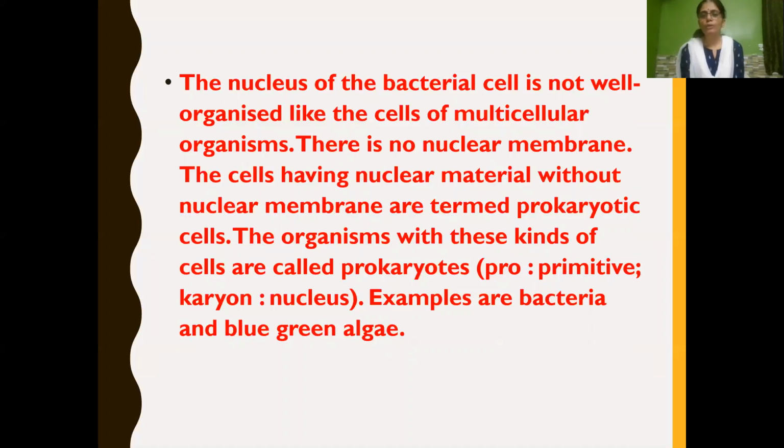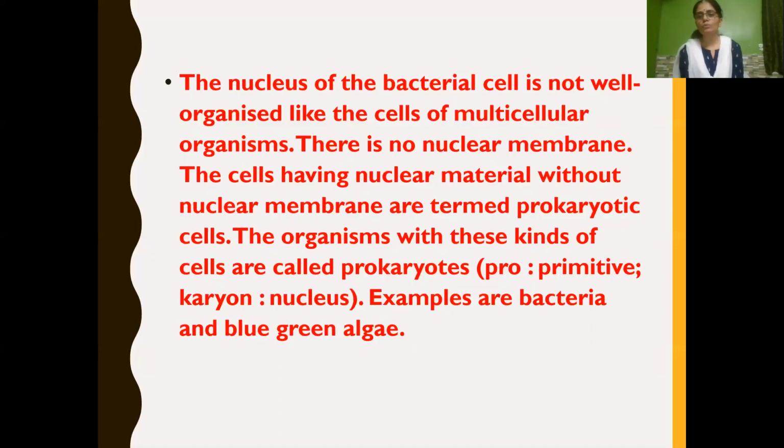So the cells having nuclear material without a nuclear membrane are termed prokaryotic cells. But children, what are prokaryotic cells? The cells which do not have a well-defined nucleus. What do you mean by a well-defined nucleus? They should have a nuclear membrane, which means the nucleus is separated from the cytoplasm by a nuclear membrane. If it doesn't have a nuclear membrane, everything will be present directly in the cytoplasm, so it cannot be differentiated, isn't it? So the cells having nuclear material without a nuclear membrane are termed prokaryotic cells.